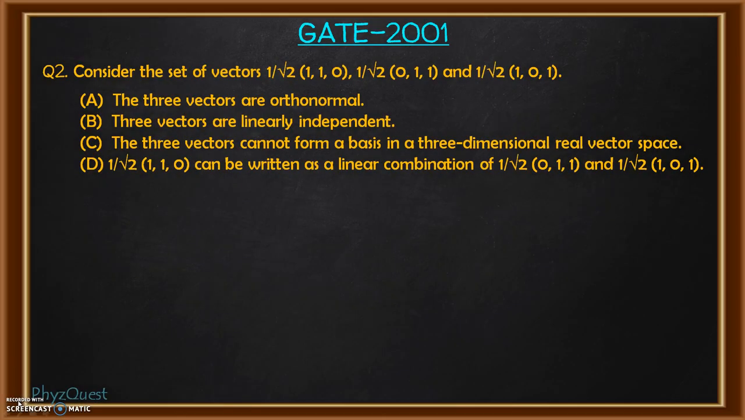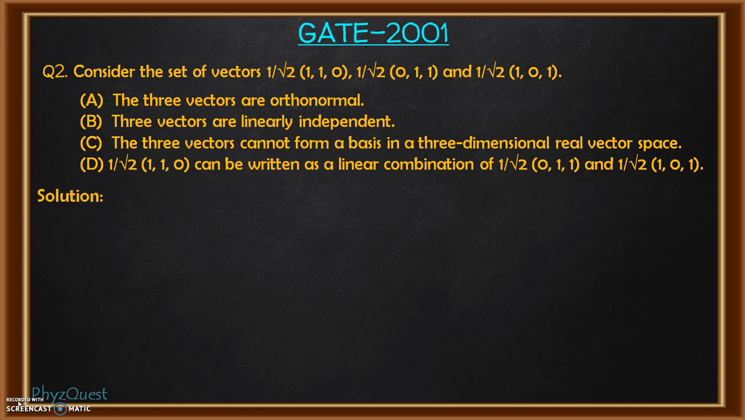So the next problem is GATE 2001. The question is, consider a set of vectors 1 by root 2 (1, 1, 0), 1 by root 2 (0, 1, 1) and 1 by root 2 (1, 0, 1). These are the three vectors in the set. Now four statements are given in the options and we need to choose which option is correct. There is one statement which is correct, so we need to choose that.